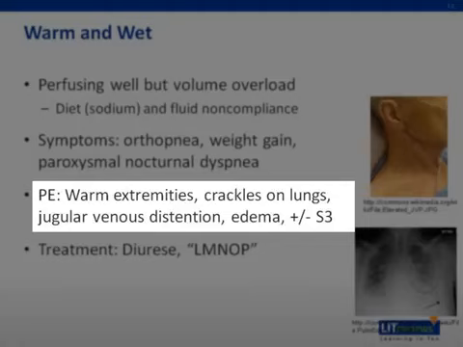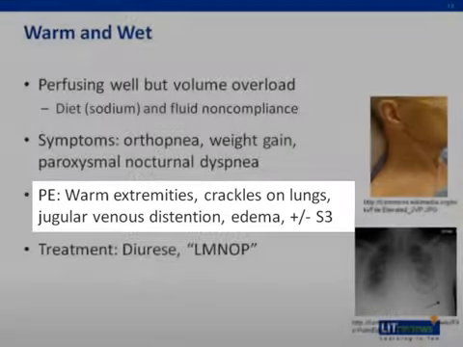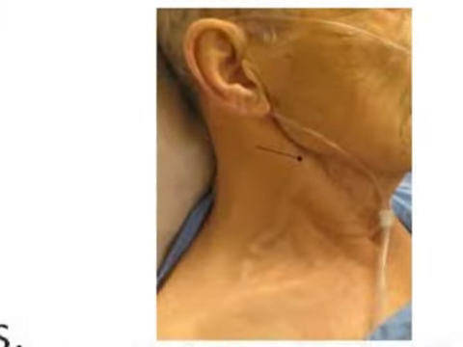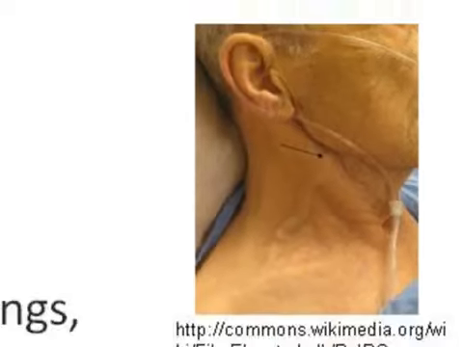Kerley B lines are classic findings of pulmonary edema on chest X-ray, shown as straight horizontal lines extending inward from the periphery of the lungs. Jugular venous pressure, or JVP, is one of the best estimates of a patient's volume status, and these warm and wet patients will have elevated JVP. The top picture in this slide shows distended neck veins, which are actually the external jugular vein in this patient. Internal jugular veins are more difficult to visualize, but are a better estimate of volume status than external jugular veins.